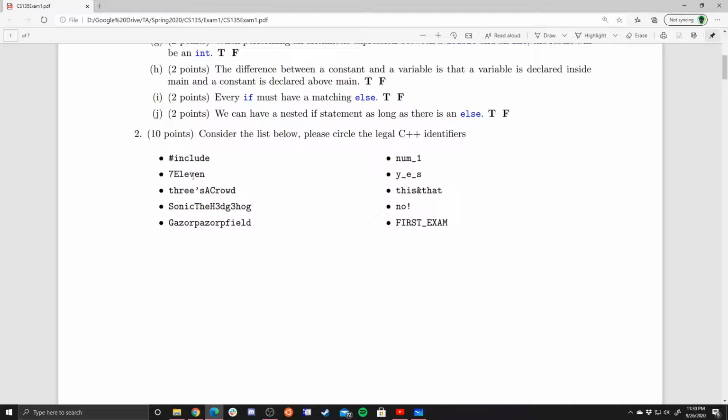So for example, this right here starts with a 7, so this cannot be a variable name. This would have been okay, but the apostrophe over here is not an underscore, letter, or digit. So we can see here that you can probably figure out which of these are legal variable names or not.